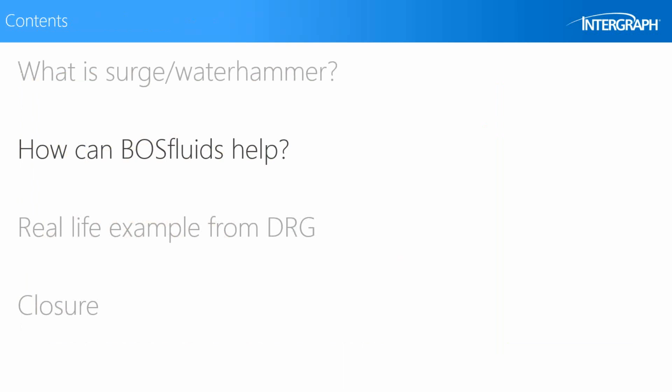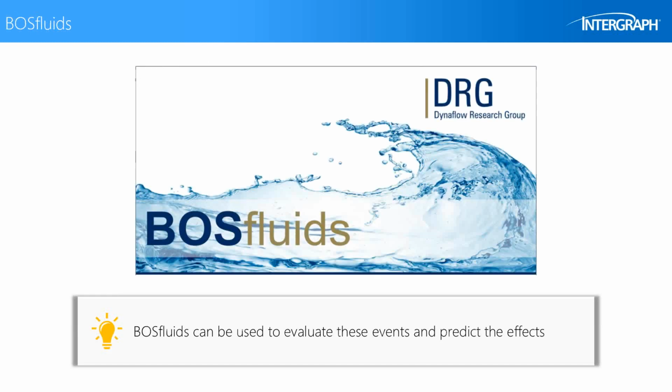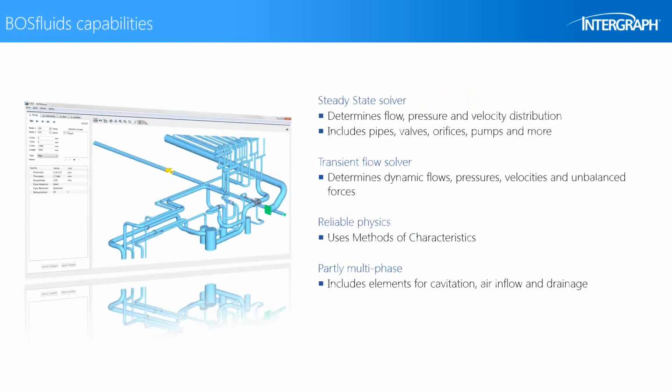So we've seen all these situations that can occur. Accidents can and do happen due to this, and this is where BOSfluids comes in. How can this help us? Well, BOSfluids can be used to evaluate these transient events, the surge events, and BOSfluids can predict the effects of those events. So let's take a short look at the capabilities of BOSfluids as a general overview.